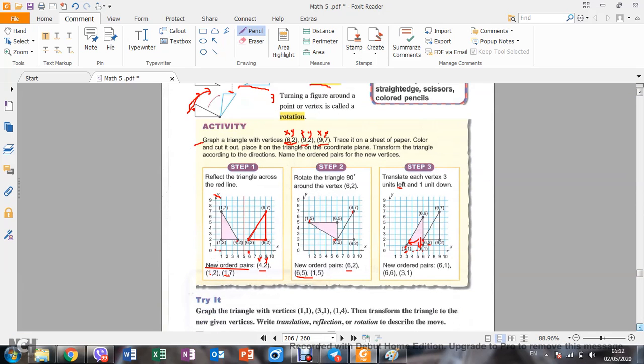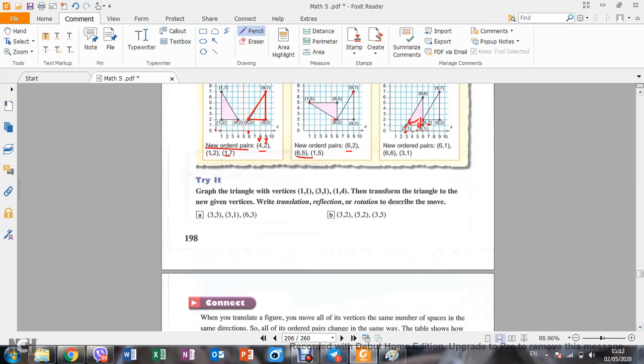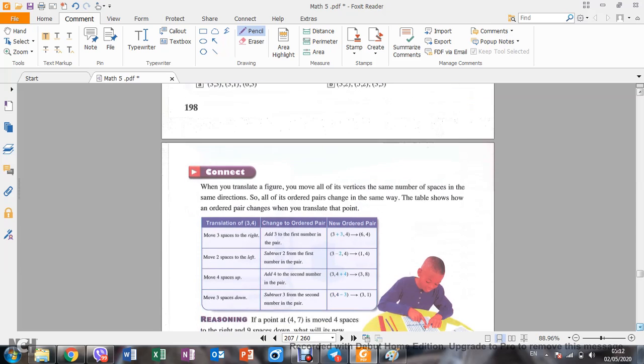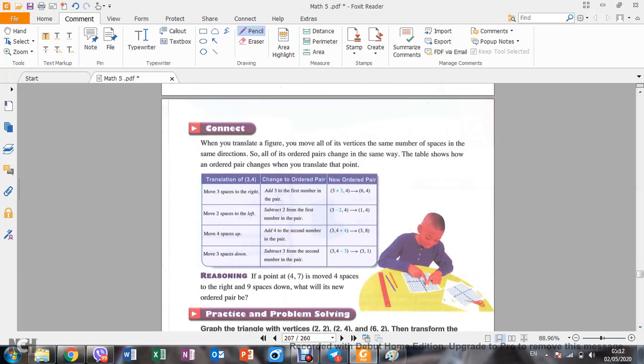Now I give you your homework, and this one is your homework. Okay, now we have this table. When you translate a figure, you move all of the vertices the same number of spaces in the same direction, so all of the ordered pairs change in the same way. This table shows the ordered pairs when translating the points. Look, for example, translate 3 and 4. Translate 3 and 4 means move 3 spaces to the right.